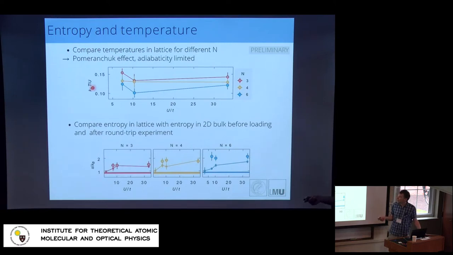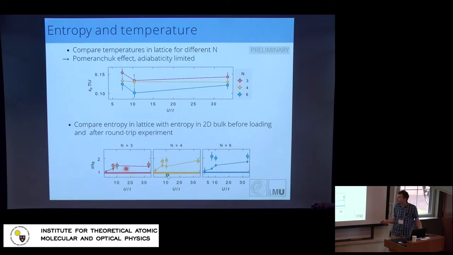However, when we use the entropy instead, and we extract from the theory the entropy and plot that as a function of this ramp, then we can compare this to the initial entropy that we have before the lattice is applied. This is the flat line. And we can do a round trip measurement where the system goes into the lattice, we bring it back and measure the entropy after that, which is obviously higher because we heated the system as we are never perfectly adiabatic.